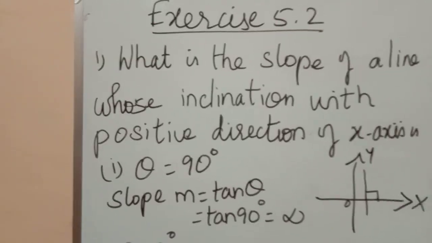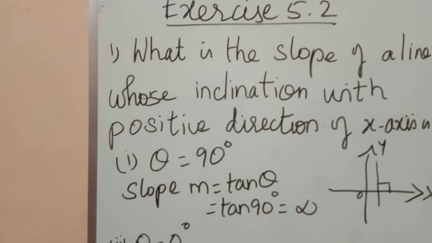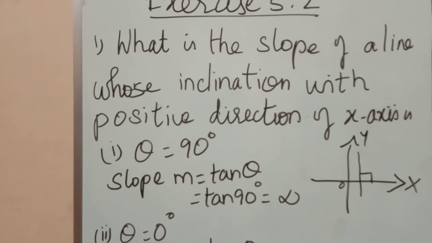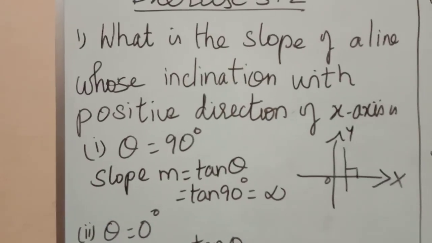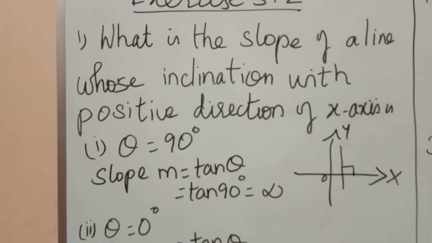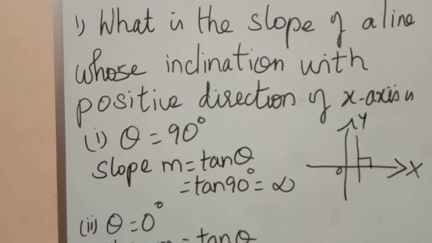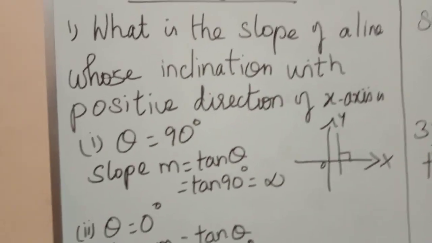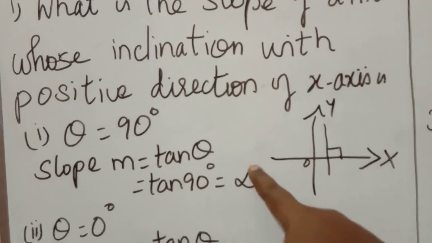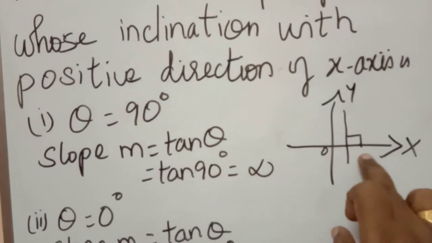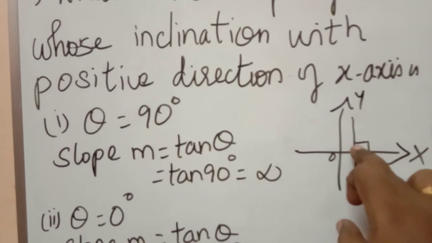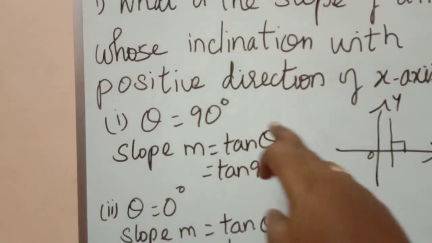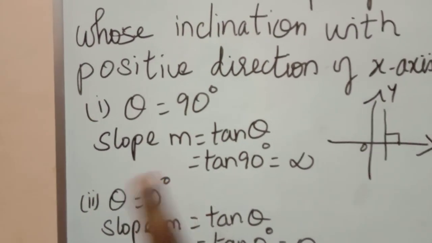Next, exercise 5.2. What is the slope of a line whose inclination with the positive direction of the x-axis is 90 degrees? Wherever you read the word inclination or angular inclination, consider it as theta. This is the positive x-axis. The angle made by the line with the positive x-axis is 90 degrees, so theta equals 90 degrees. We have to find the slope.